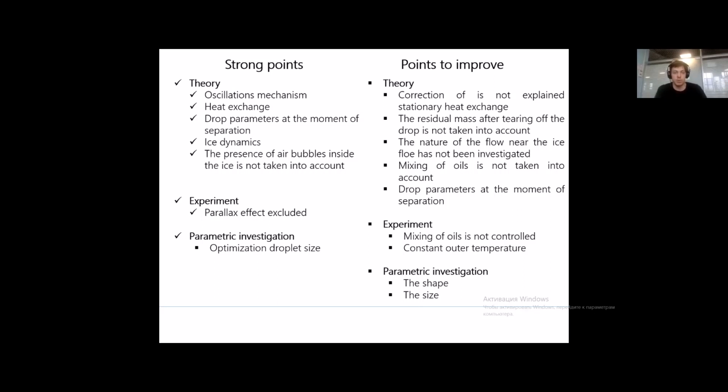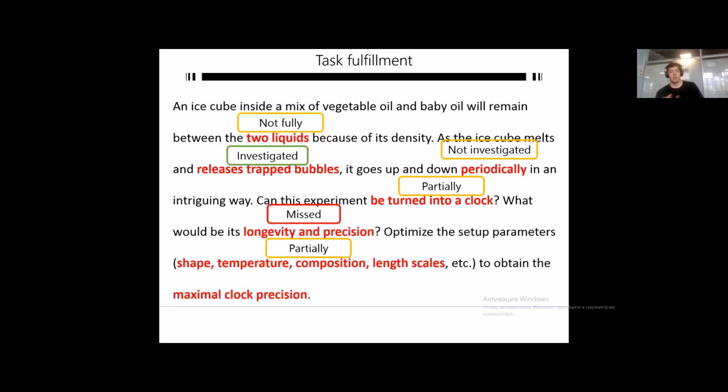In your work, you excluded the parallax effect, but there are also lots of things which could be improved, such as exact parameters of the drop during separation and how this separation changed by the dynamics. Also, mixing of the sides, and your presentation as a clock was poor. So if we combine it all together, we see that you do not fully understand what the role of exactly two liquids is, why not one.